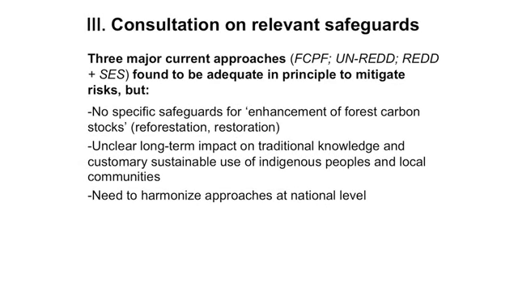Now, based on this identification of risks, we asked the participants to check how the 3 current safeguards approaches that are out there, by the Forest Carbon Partnership Facility, by the UN REDD program, and the REDD+ social and environmental standards, deal with those risks and whether those approaches are adequate to make sure that these risks are mitigated. And in general, participants found that the 3 approaches were adequate in principle, but they also found a few caveats, issues that were not covered and that should be covered.